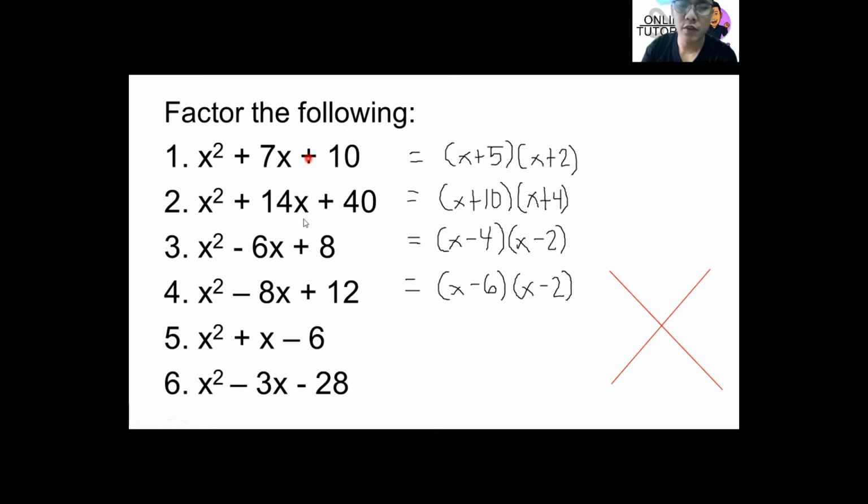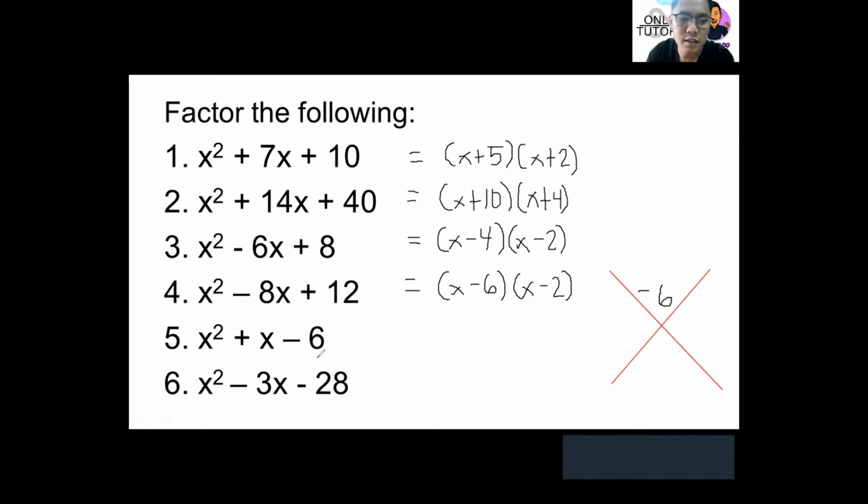So for numbers 1 to 4, the last terms are positive, while for 5 and 6, they are negative. So you put negative 6 here, then if this is plus x, we have 1 at the bottom. So what two numbers have a product of negative 6 and a sum of 1? We all know that 6 is 3 times 2, right? And 3 minus 2 is 1.